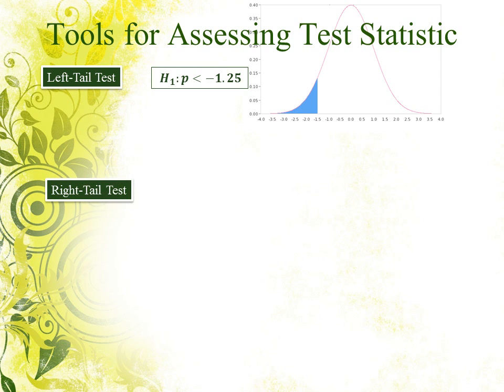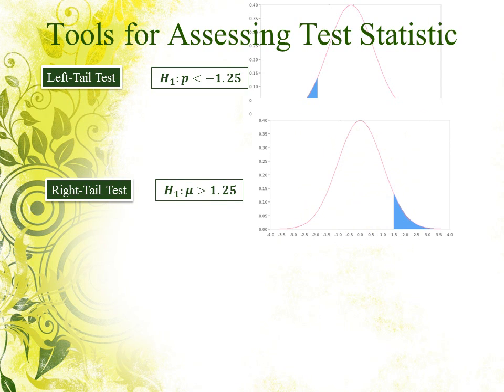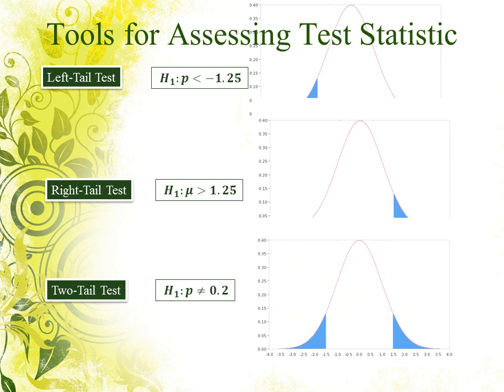Otherwise, we might be dealing with a right-tailed test, and this, of course, is if our alternative hypothesis has a greater than symbol in it. And lastly, we're going to be dealing with a two-tailed test if we have the not equal sign in our alternative hypothesis.